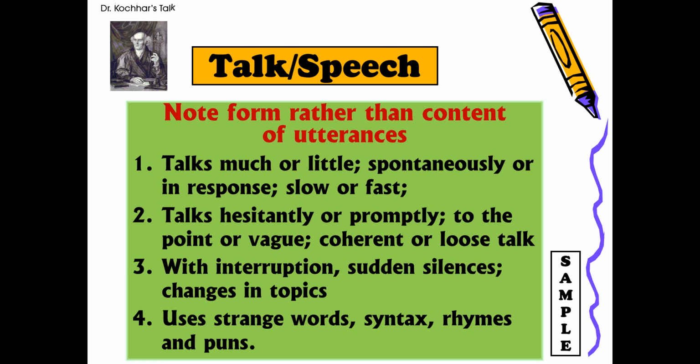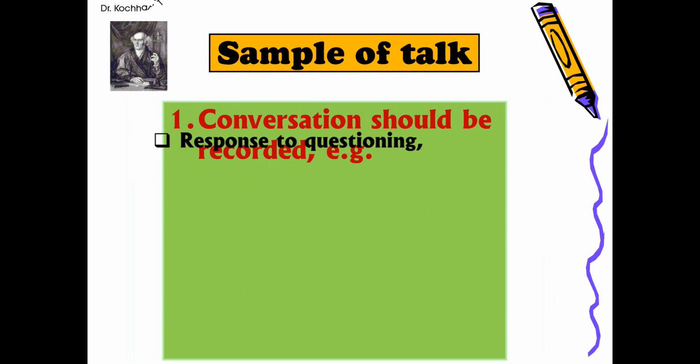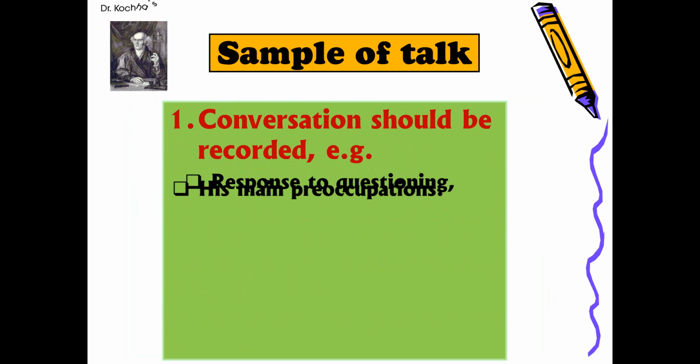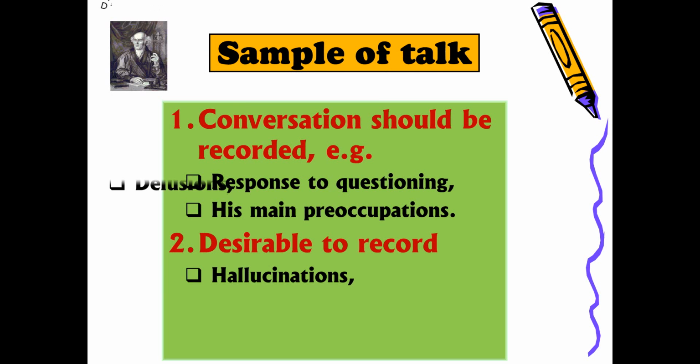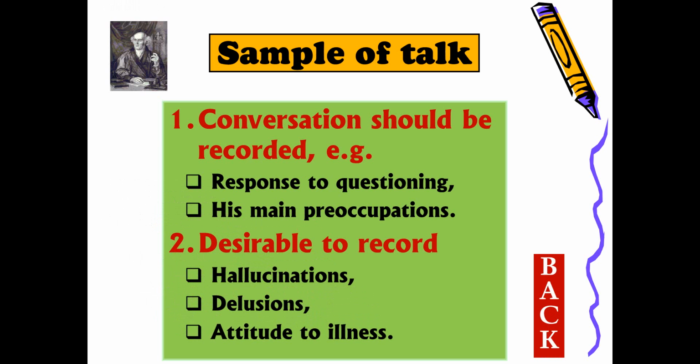Then a sample is to be recorded like this, that conversation should be recorded. For example, response to questioning, then his main preoccupation, what was he talking about mainly. Then it is desirable to record hallucinations, very important, delusions, and attitude to illness. What is his attitude to illness? That is very important, whether it is an act which is because of his own problems, or it is a punishment being given by somebody. What his attitude is has to be understood by the physician.